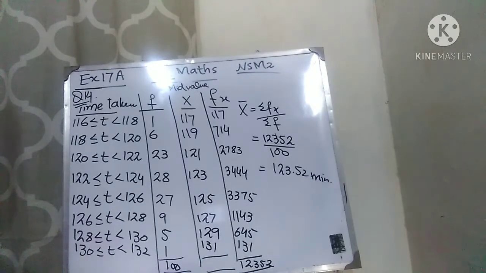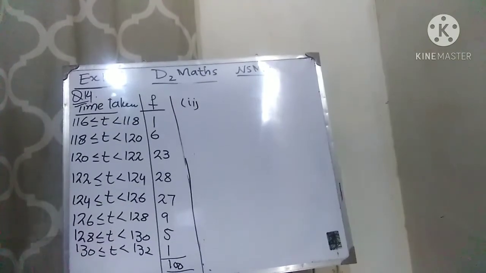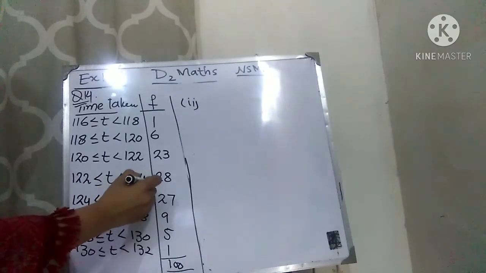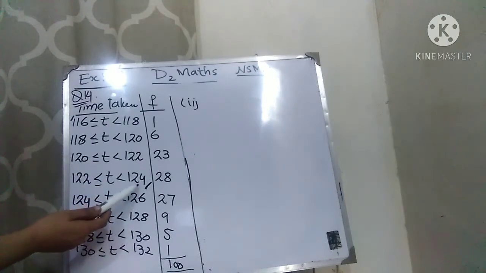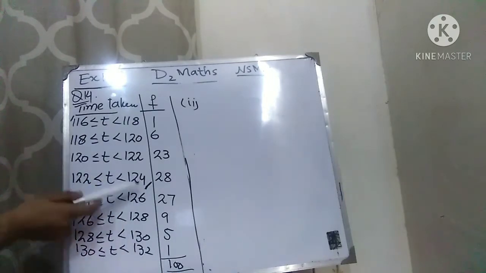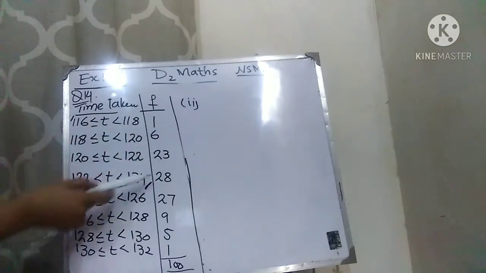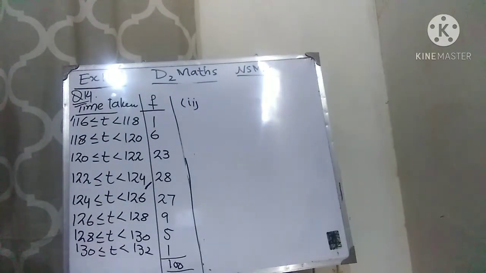Okay students, now I'm going to explain part 2. They are saying to find the fraction of lorries which took less than 124 minutes to travel from the quarry to the construction site. So less than 124 minutes means the range comes till here. From here, this is 124 now. So you have to count the range till here.